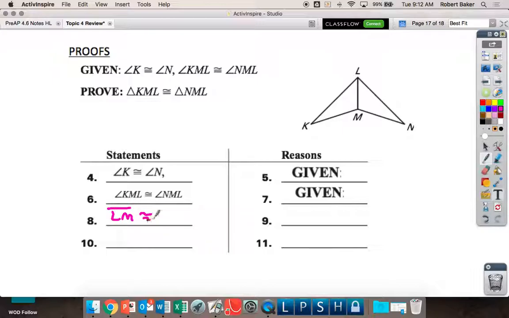LM is congruent to LM. So that's how your test will look. You will only be expected to fill out reason 9 and reason 11, and they will be multiple choice. So I'm asking you, why is LM congruent to LM? Good. The reflexive property.